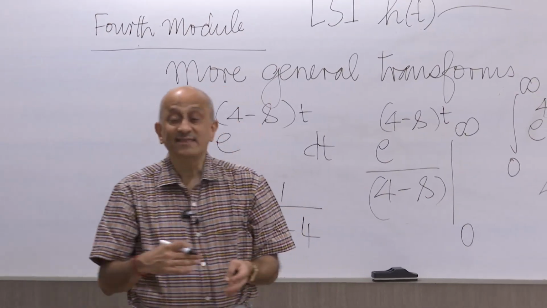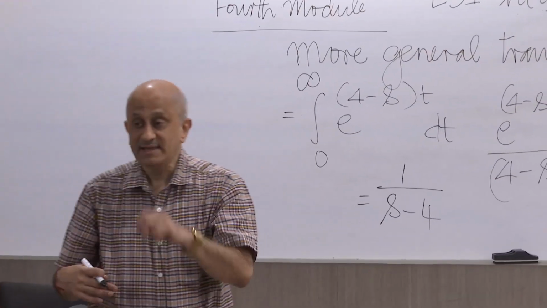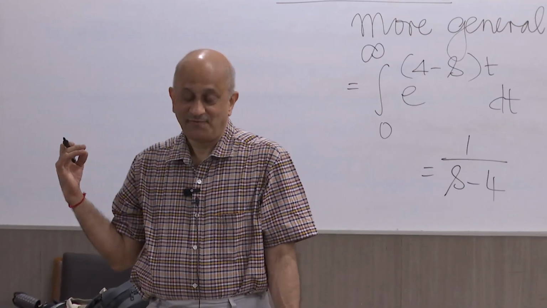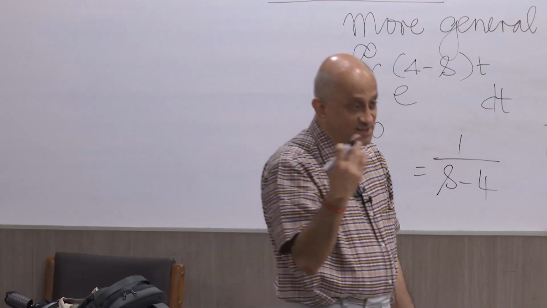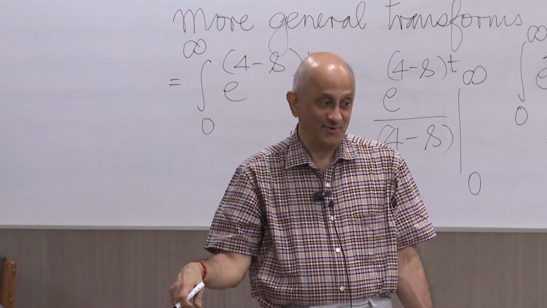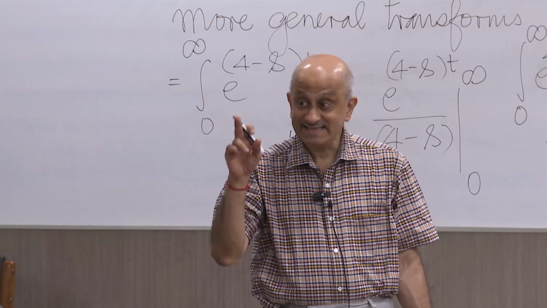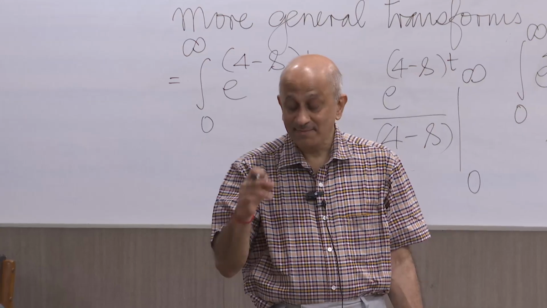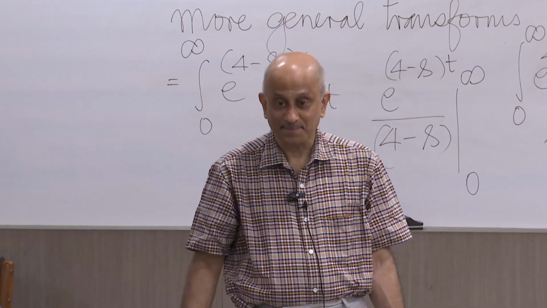Now this is generalizing the Fourier transform. So what are we doing here? We are first arresting the growth of a function which otherwise does not have a Fourier transform, and then we are taking the Fourier transform. First tame the function so that it can have a Fourier transform and then take its Fourier transform.